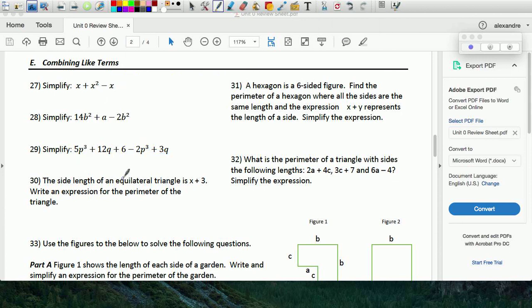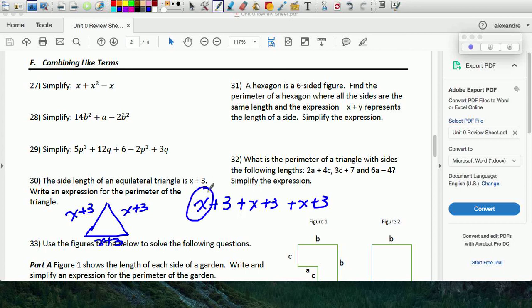30, the side, so it's a triangle. Equilateral means all the sides are the same, so this is x plus 3. This is x plus 3. And this one over here is x plus 3. So we want to find the perimeter. Let's add all the sides. X plus 3 plus x plus 3 plus x plus 3. Like terms, this x plus x plus x, which is 3x. And if you'd like, you can write a 1 over here. 1x, 1x, 1x, 3x. And then 3 plus 3 plus 3 is 9.